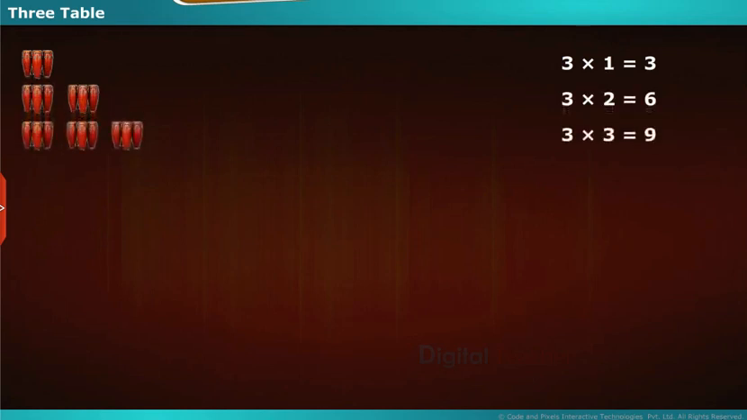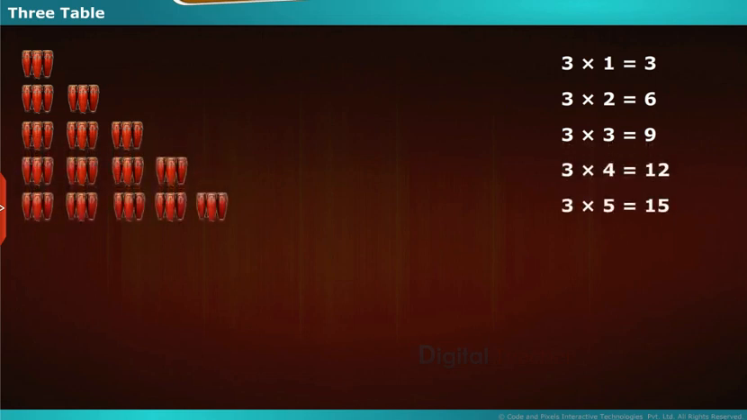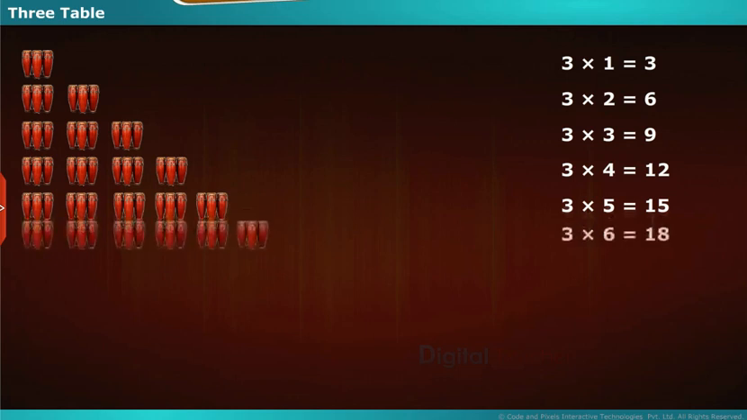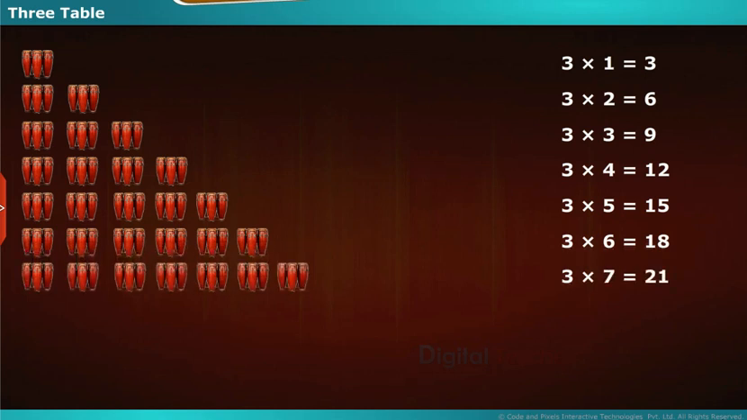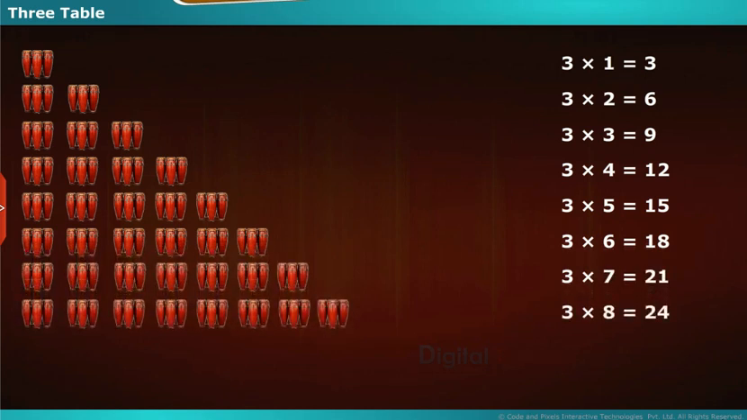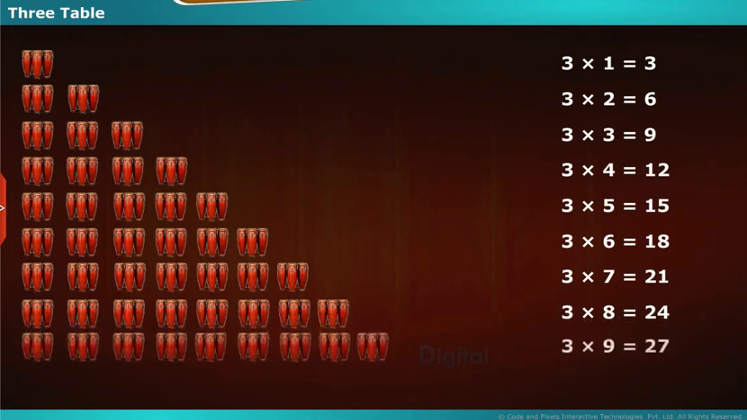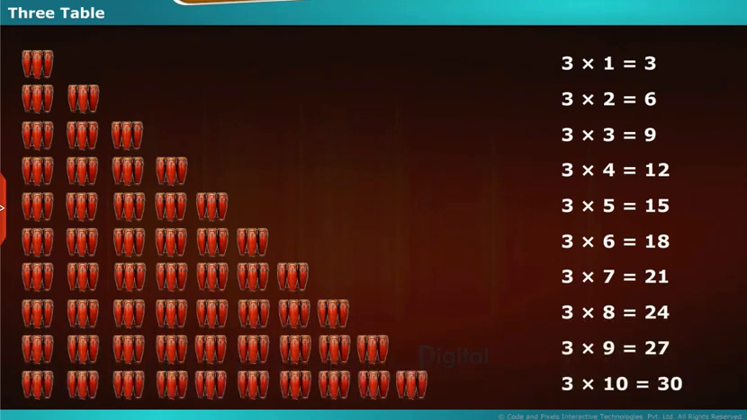Here we look at 3 table. 3 times 1 is 3. 3 times 2 is 6. 3 times 3 is 9. 3 times 4 is 12. 3 times 5 is 15. 3 times 6 is 18. 3 times 7 is 21. 3 times 8 is 24. 3 times 9 is 27. 3 times 10 is 30.